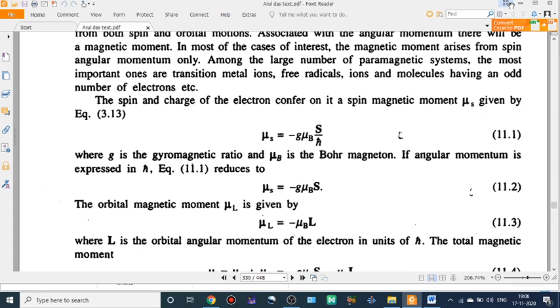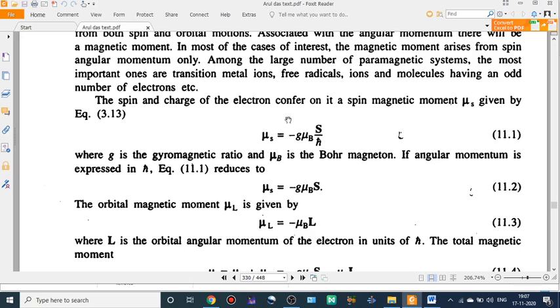For this, just consider these points: the spin and charge of the electron. It constitutes the spin magnetic moment, that is mu s equal to minus g mu b s divided by h cut. mu s is the spin magnetic moment, g is the gyromagnetic ratio, and mu b is the Bohr magneton. If we consider h cut equal to 1, then mu s is equal to minus g mu b s.